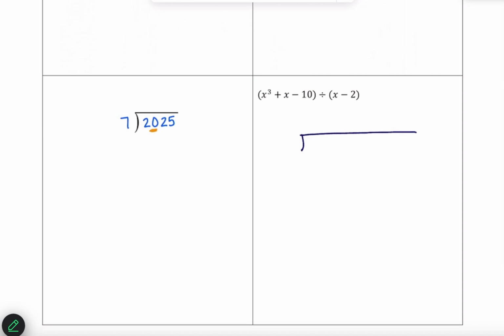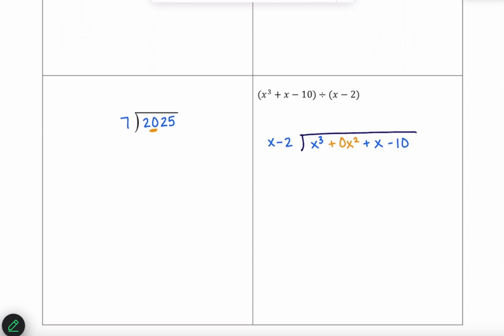Again, I'm going to set it up. I'm going to put x minus 2 in the front. That's my divisor. And my dividend is x to the third. But look, the next term should be an x squared term, but I don't have that term. So I'm going to put in a 0x squared as a placeholder for the x squared term. That should be there, just like how I put the 0 as a placeholder for the hundreds place in 2025. And then, so x cubed, x squared, and then next I have the x term and then the constant. So everything else is fine.